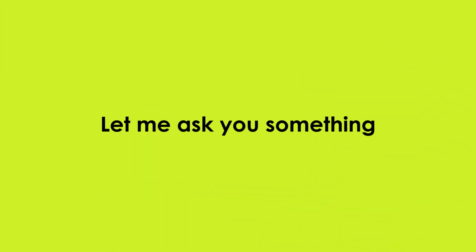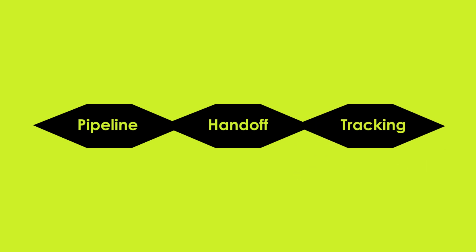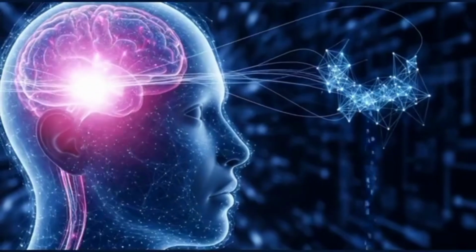Hey there, let me ask you something. How are you currently managing your leads, sales pipeline, project handoff, and client tracking? Because in most businesses, sales data is usually scattered everywhere. Some information is in the website form, some is in Google Sheets, some is inside the CRM, and some is in team notes. And some updates are only in someone's mind.